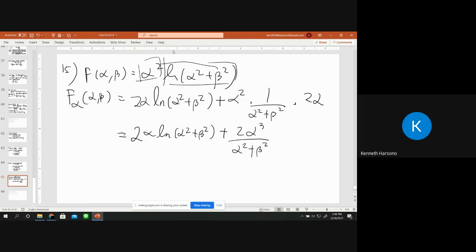Okay, and in respect with beta, alpha beta, so this one you can assume as a constant. So you have to derive only this one. So alpha squared multiplied by 1 over alpha squared plus beta squared times 2 beta. So this just becomes 2 beta alpha squared all over alpha squared plus beta squared. Okay, have any question for this one? I think it's very simple, right?